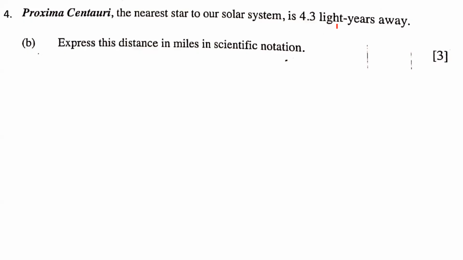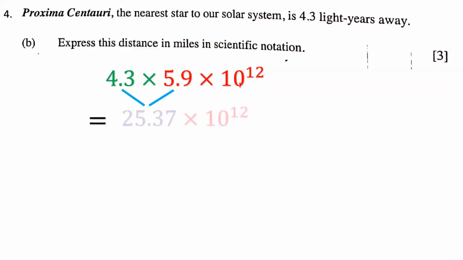So we have to multiply. We have to multiply 4.3 by 1 light year. The one in red, that's a light year. We multiply 4.3 by 1 light year because it takes 4.3 light years, and so it's multiplication. So basically we're multiplying 4.3 by 5.9 times 10 to the 12th power. What we're going to do is multiply the decimals. That should be a good way to do it. So 4.3 times 5.9 gives us 25.37. We bring down the 10 to the power of 12.